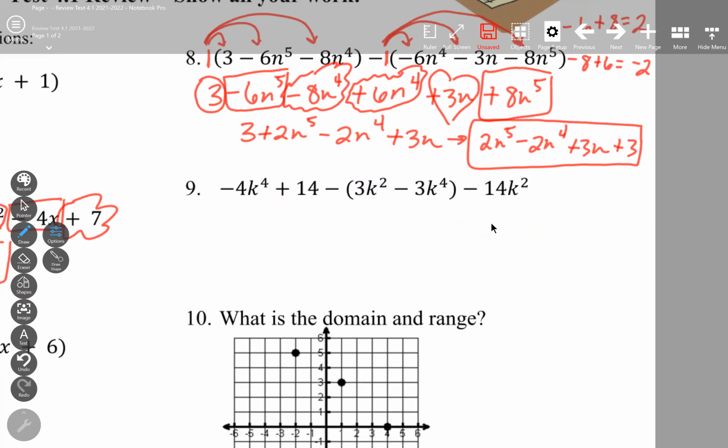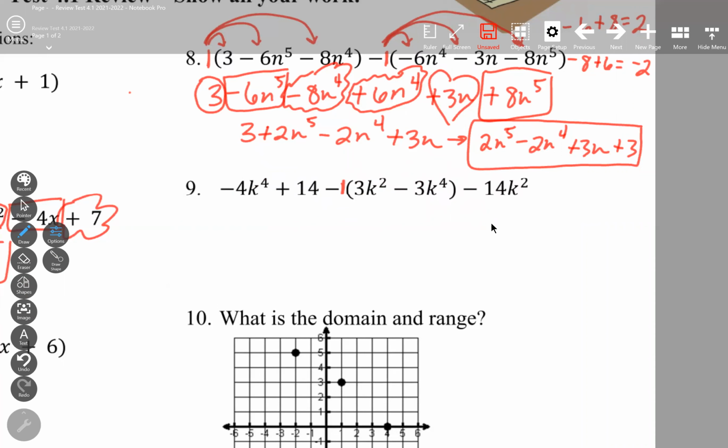Okay, anytime that you see parentheses, you gotta take care of those first. So on number 9, this negative 4k to the 4th, that's good, there's no parentheses. This plus 14, no parentheses. But here, we see this parentheses with the 3k squared minus 3k to the 4th, right? Well, what's in front of it? A negative 1.